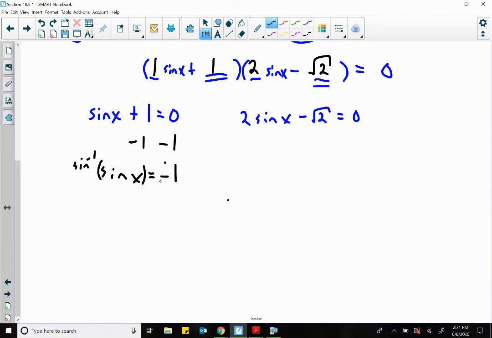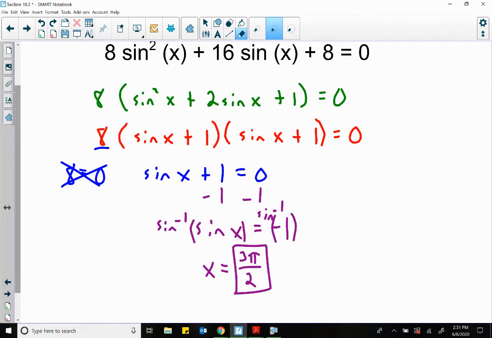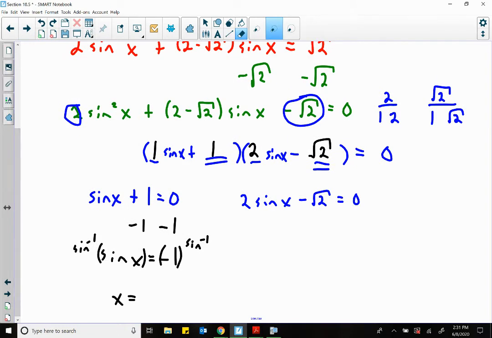Sine inverse. So x is equal to, we want to know when is sine negative 1, and we've done that before. I think we just did it on the previous one. Yeah, when is sine negative 1? And that was 3 pi over 2. All right, so there's part of our answer. This one right here is 3 pi over 2. Okay?